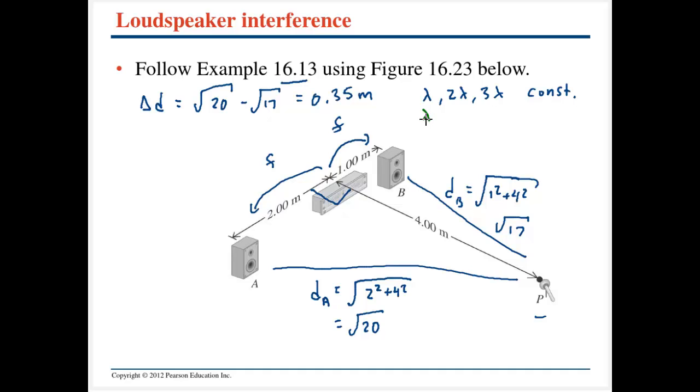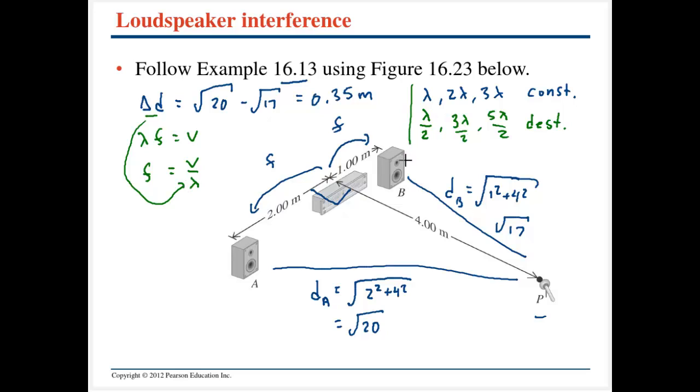When it is half of the wavelength, so wavelength divided by 2, 3 wavelengths divided by 2, 5 wavelengths divided by 2, then the regions of high pressure are going to be canceled out by regions of low pressure, and so we're going to have destructive interference. We can, of course, relate wavelength multiplied by frequency to be the velocity, and so the frequency can be written as the velocity divided by the wavelength, and we can put in delta D for the wavelength for both constructive and destructive interference, and come up with what the frequencies should be.